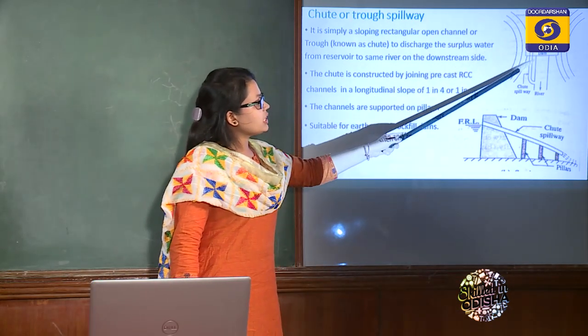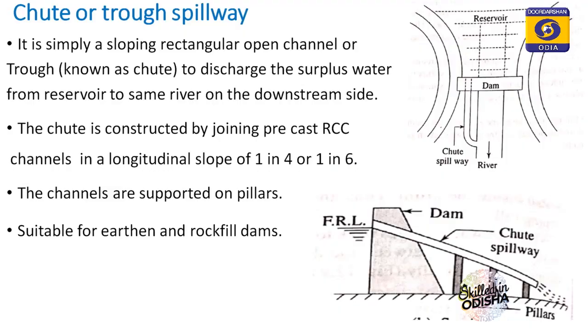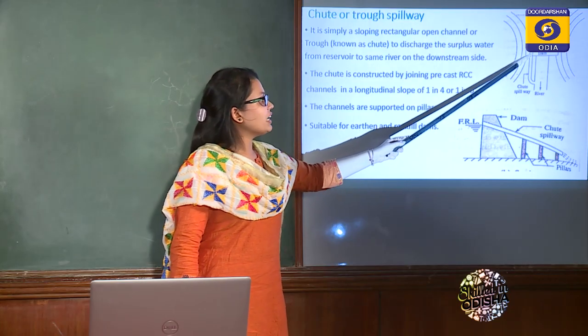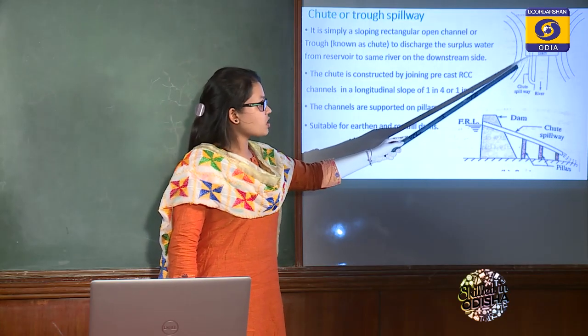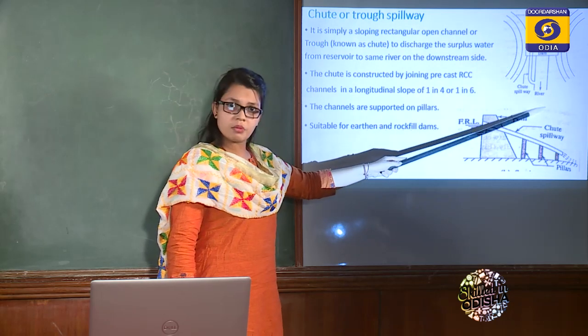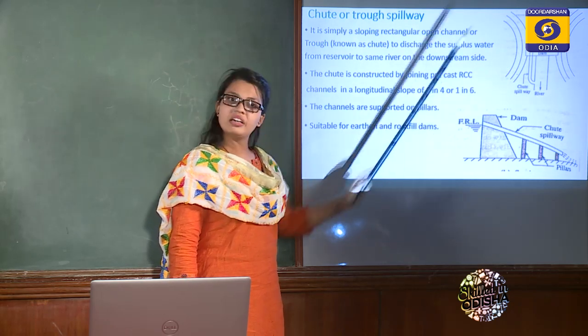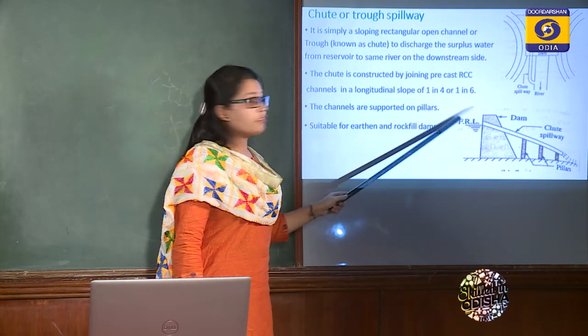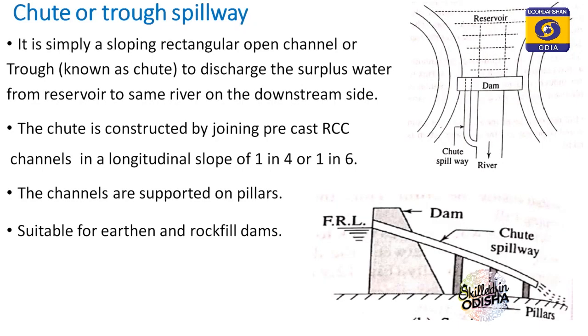Whenever it is present, the crest of this chute spillway will be at the normal pool level. Whenever the water rises above the normal pool level, the excess amount will be let into this chute or trough, and it will be carried back to the downstream side, that is, back to the river. You can see this is the side view. Here this trough or chute spillway is in the form of a slide.